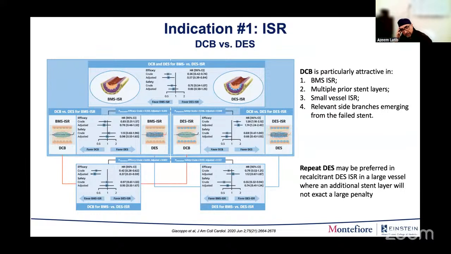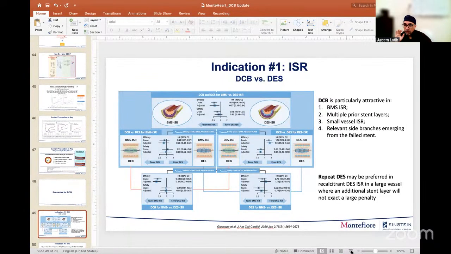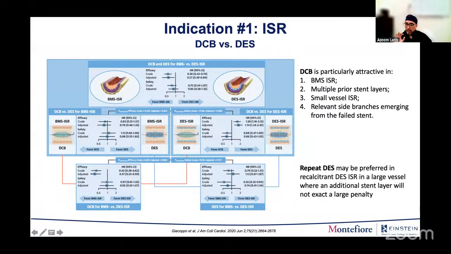look at the Daedalus, which is a meta-analysis, clearly for BMS ISR, drug-coated balloons in all the meta-analyses show favorable outcomes. They're just as good as drug-eluting stents, right? When you look at DES ISR and you look at some of the randomized studies, drug-eluting stents did better than drug-coated balloons as far as TLR goes.